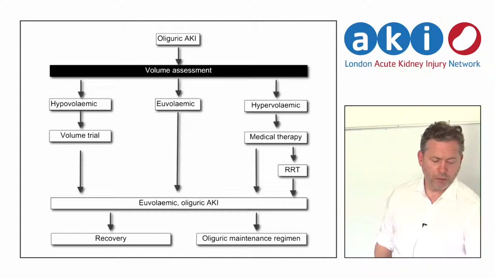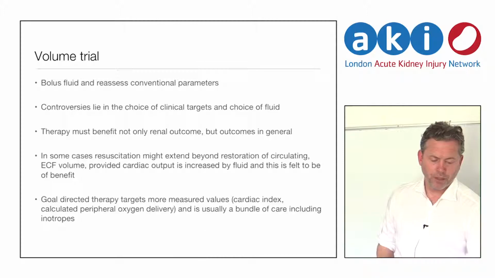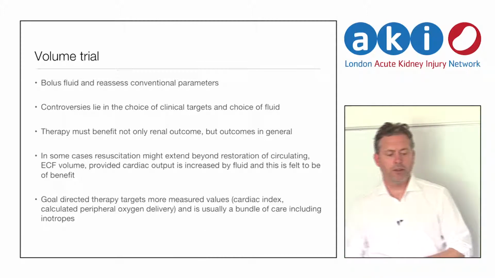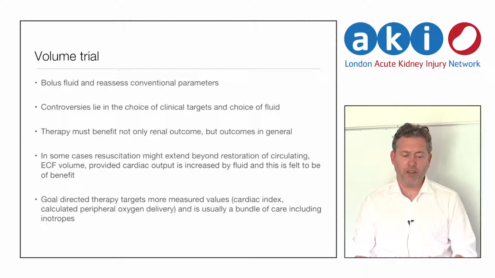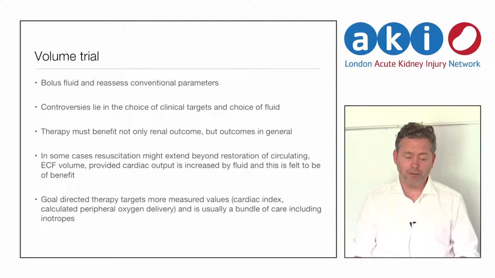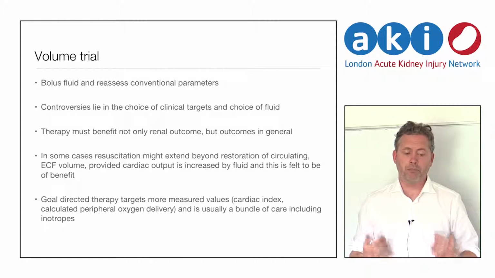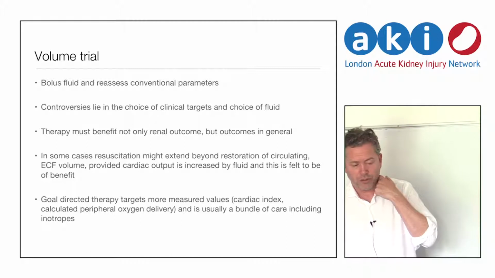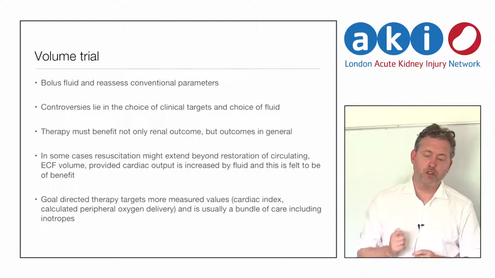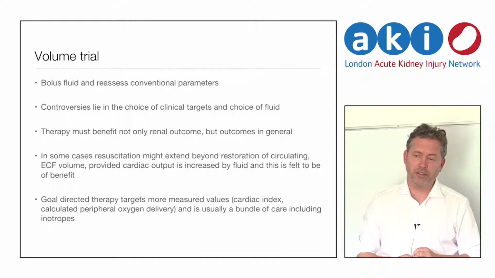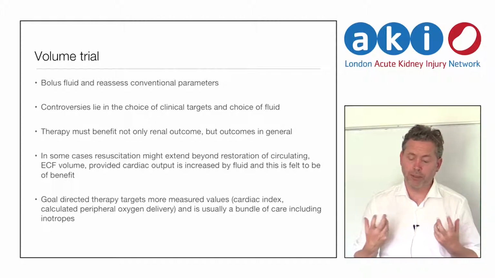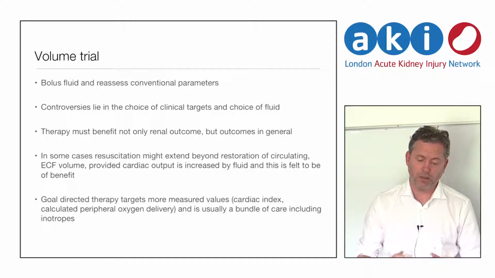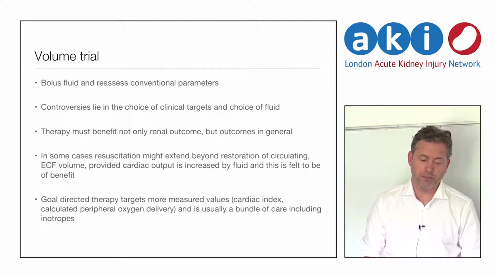So moving on, what about the volume trial? So in the volume trial, this is an AKI patient where we've decided they may benefit from fluid resuscitation. So here we would recommend bolus fluid and reassess conventional parameters. Some controversies exist in the choice and clinical targets and choice of fluids. I think we need to bear in mind that we're not just trying to help the patient's kidneys, but their overall outcomes and the function of all organ systems.